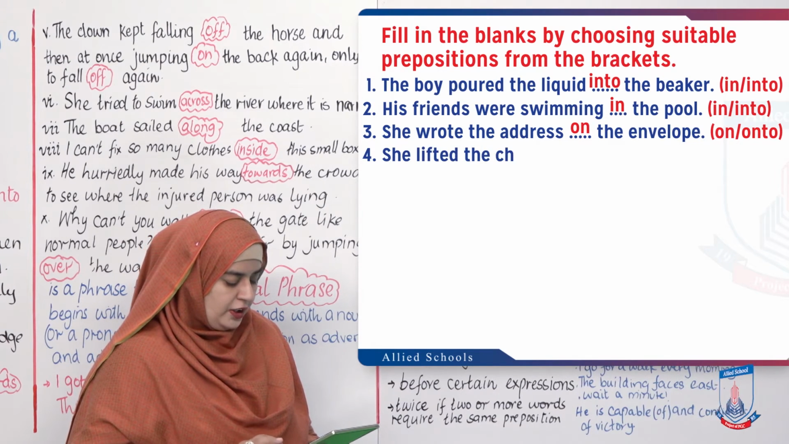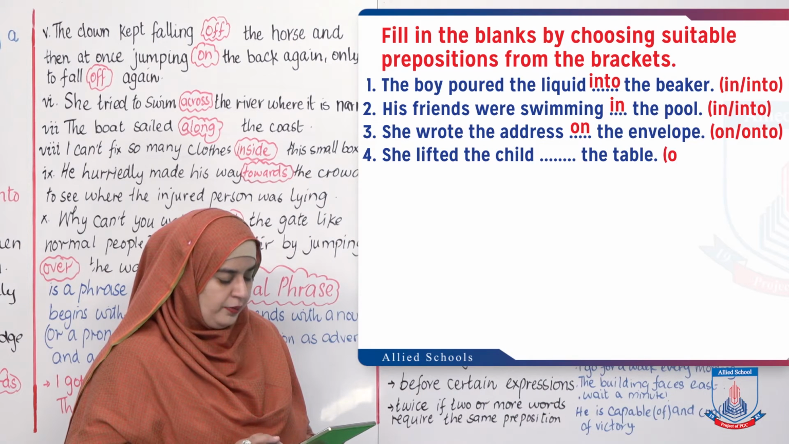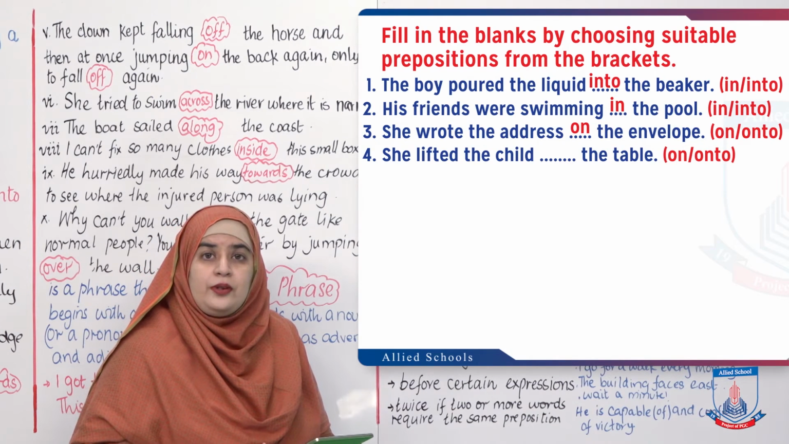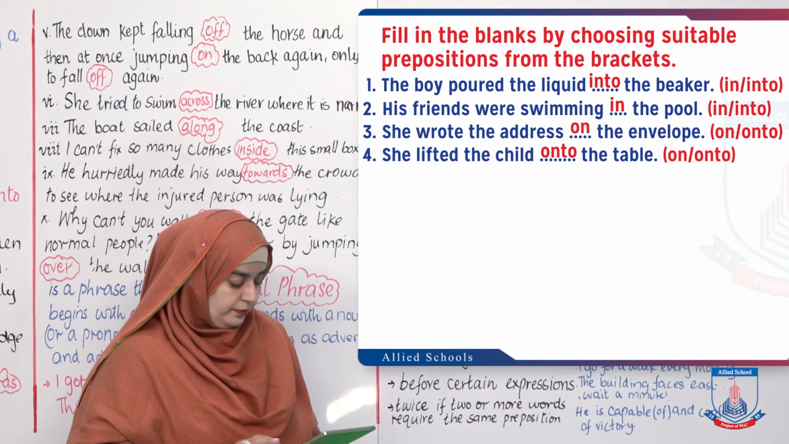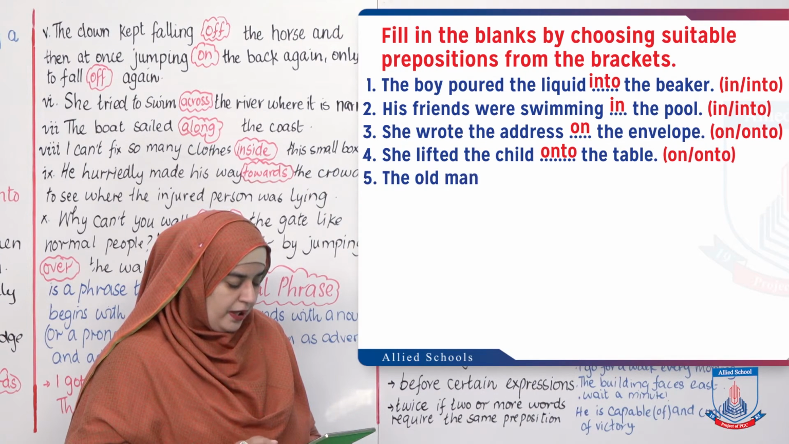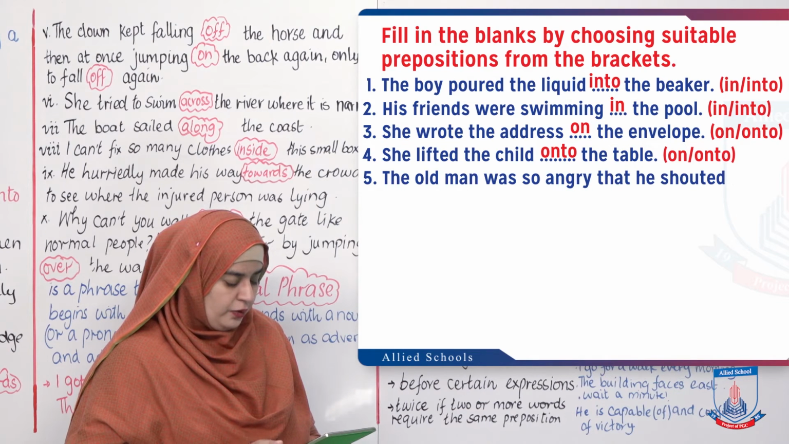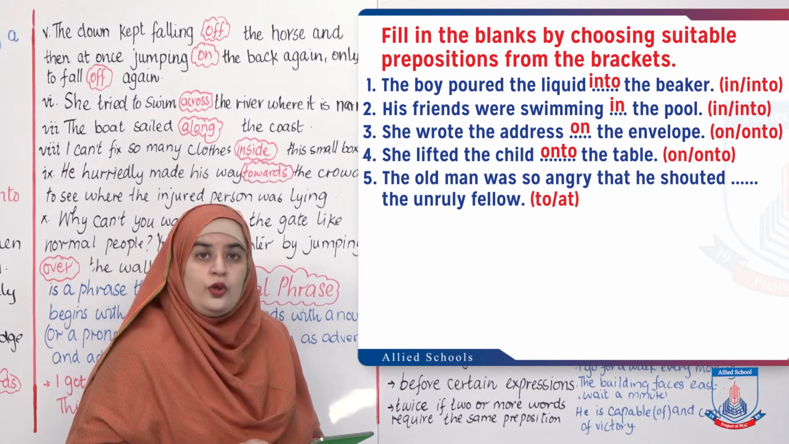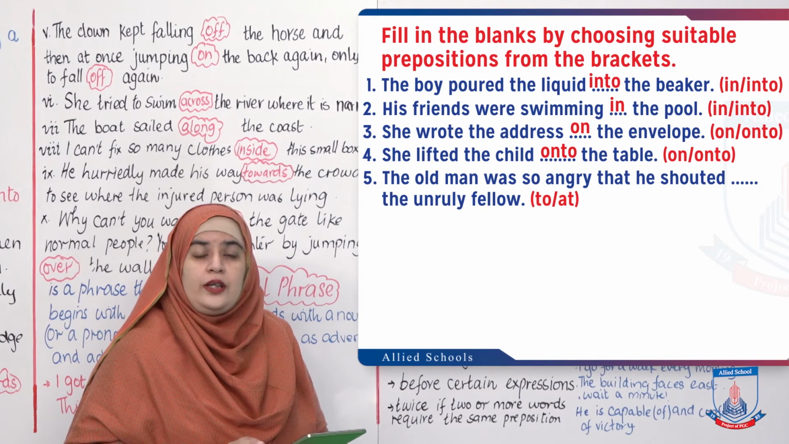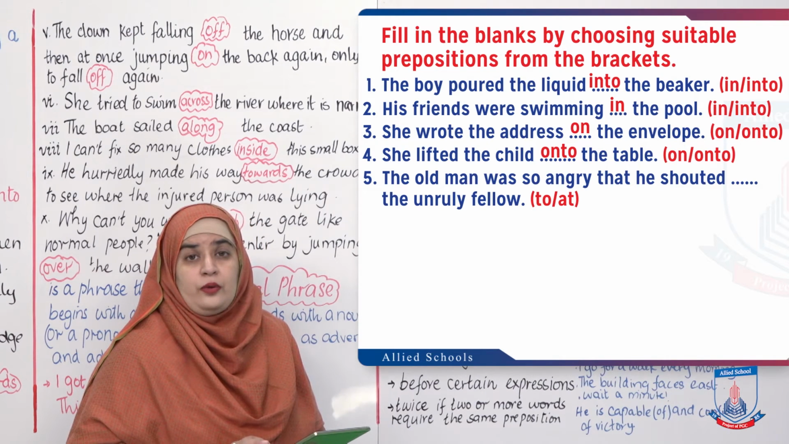She lifted the child dash the table. On the table या onto the table. Onto the table. The old man was so angry that he shouted dash the unruly fellow. To the unruly fellow या at the unruly fellow. At the unruly fellow.